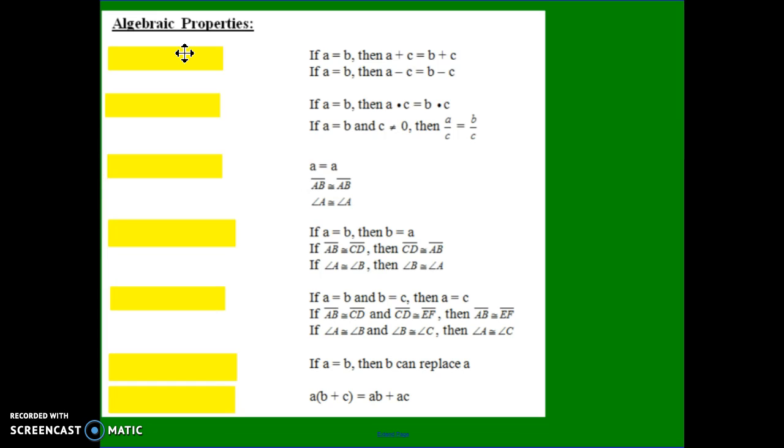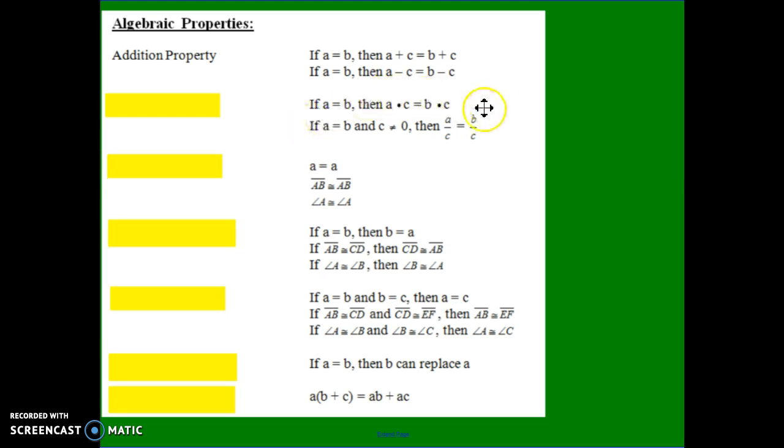So this first example, if A equals B, then A plus C equals B plus C. If you notice, all they're doing is adding the same thing to both sides, or A minus C equals B minus C. This time they're just subtracting the same thing from both sides. Either way, it's called the addition property, because technically when you're subtracting, you're like adding a negative. So whether you're adding or subtracting, it's called the addition property.